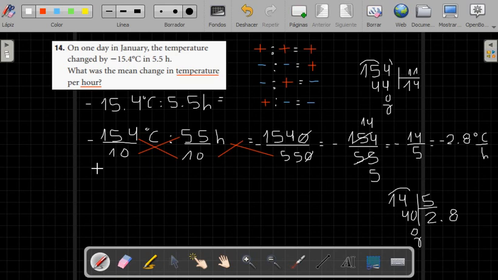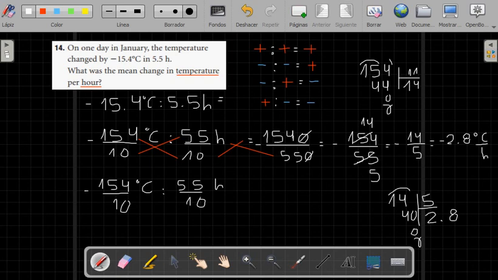Now, I want to make this division in another way. What about if I make it like this? Would it be the same? Let's see. 154 Celsius degrees tenths, divided by 55 tenths hours.